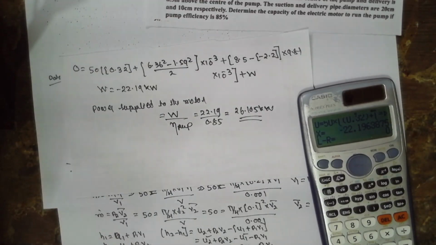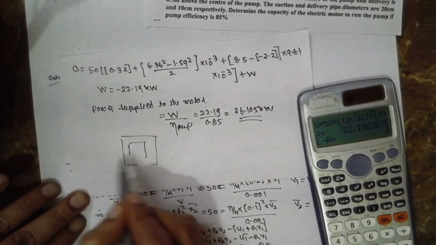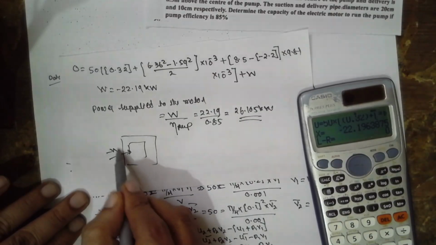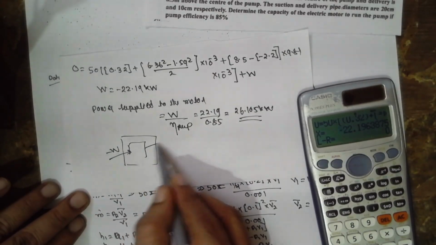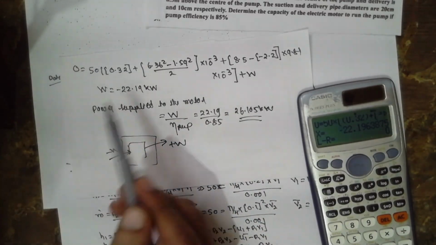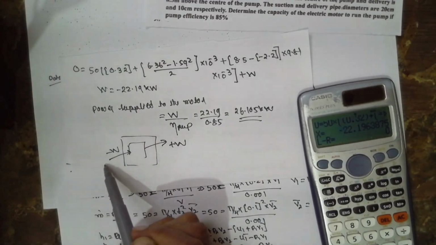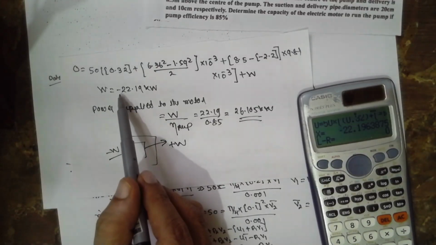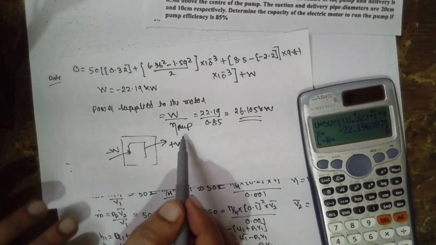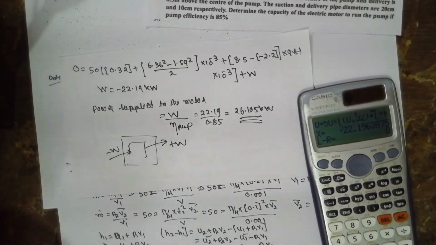That means, see here, in the normal case, from surrounding to system we will consider as W, minus W, and from system to surrounding we will consider as positive. Here we are doing from system to surrounding, therefore it is a negative sign. Work divided by efficiency, you will get the power supplied to the motor. This is the power supply to the motor. Any doubt regarding the problems?